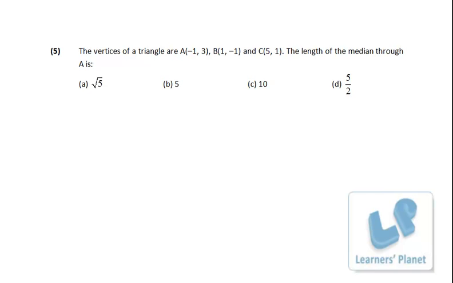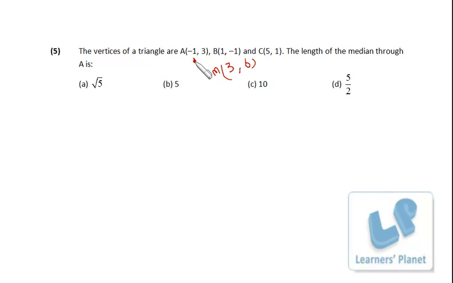Now in this case, the vertices of the triangle are this, this and this. The length of the median through A. So one point is A, the other point is the midpoint of B and C, obviously. So the midpoint of B and C will be what? 5 and 1, 6 by 2, that is 3. 1 minus 1, 0 by 2 is 0, right? So this is one point and this is the other point, whatever you can say, M, right?